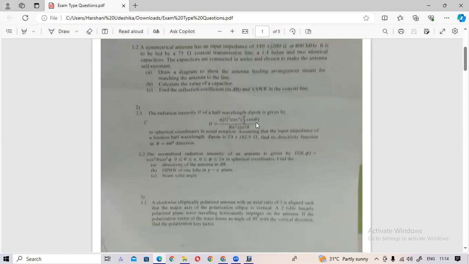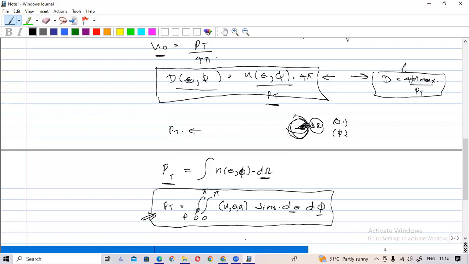This question I just talked about. You are given this U and you are asked to find the directivity function. To find the directivity function, you need to find the total radiating power. The total radiating power you can find by doing this integration. So U is given, and you can perform this integration and find the total radiated power. Then the directivity function you can find using this identity. U is given, and you have found this total radiating power using the radiation intensity itself. Then you can find the directivity function.